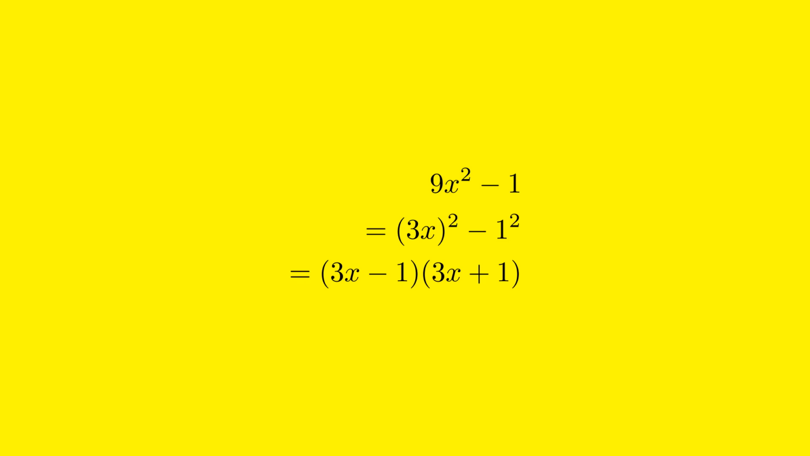Now let's use the formula for a difference of two squares and rewrite the expression. So it becomes the product of (3x minus 1) and (3x plus 1). Thus, the correct answer is C, (3x minus 1) times (3x plus 1).